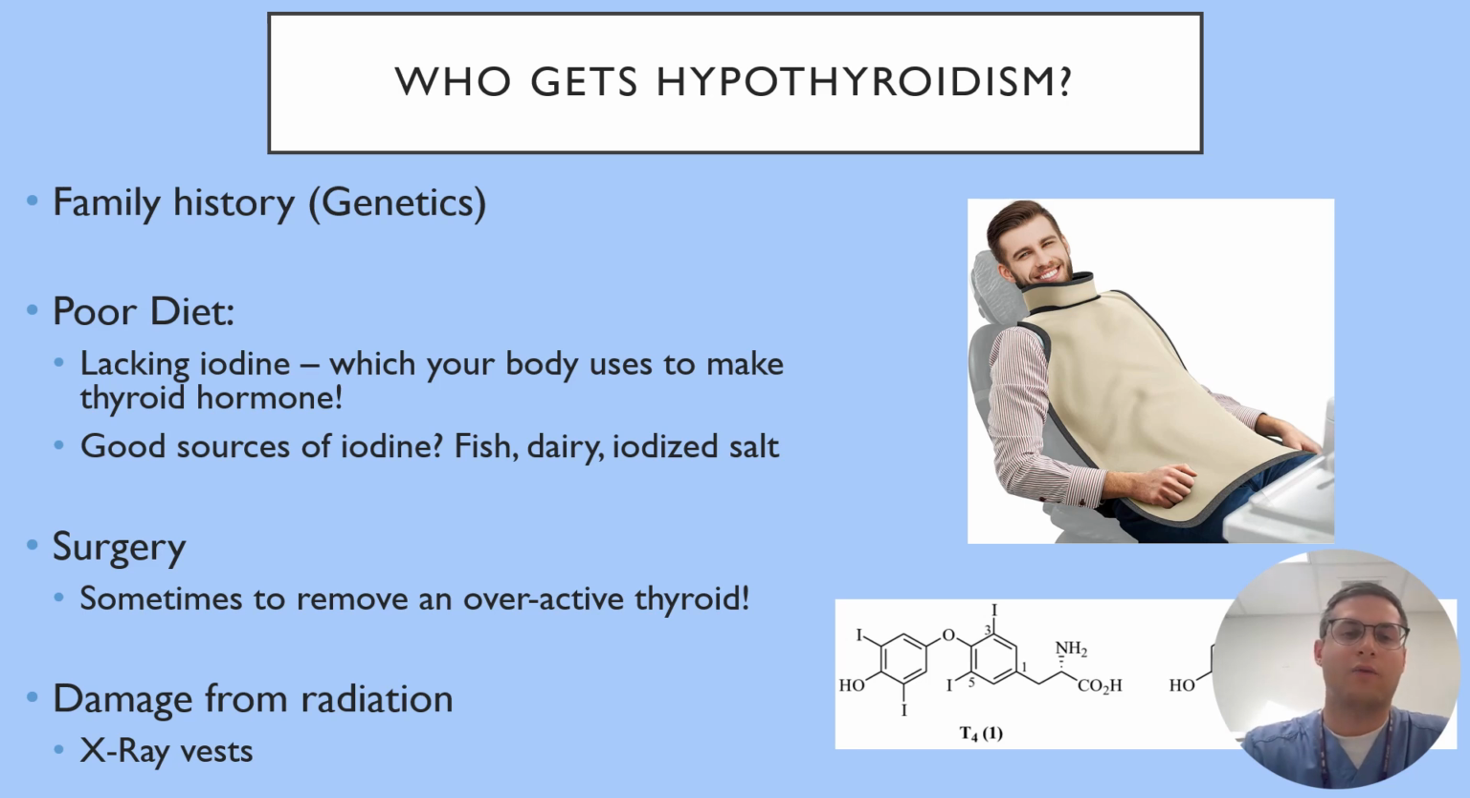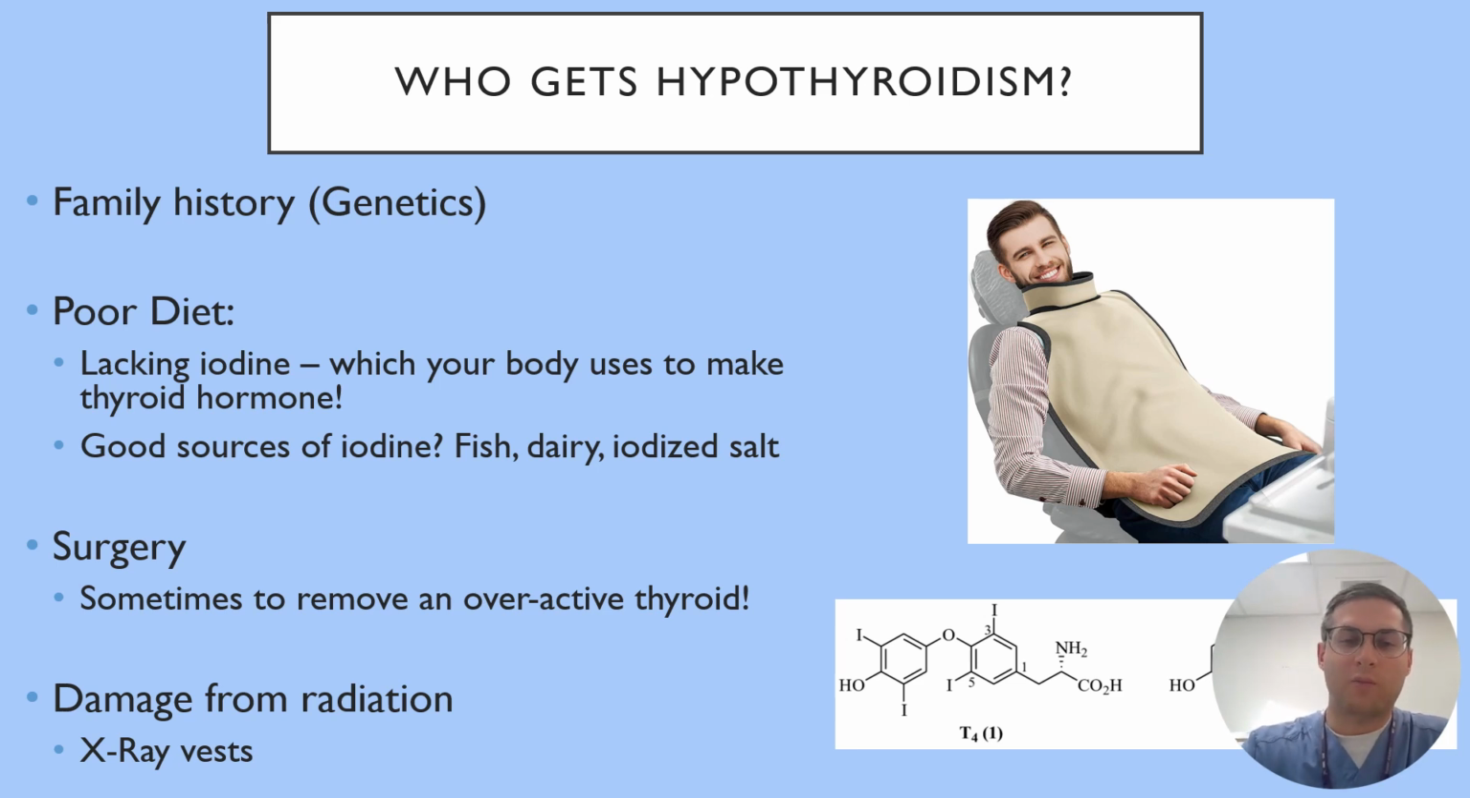Lastly, radiation can damage the thyroid. And one example of this that you may know, if you've ever had x-rays taken at the dentist, they have you wear that big heavy vest to kind of cover your chest and your throat. That part that's covering your throat is to protect your thyroid from any kind of radiation damage. It's a very low amount of radiation and it's an abundance of precaution when you get an x-ray, but it is something that we do to try to protect the thyroid.